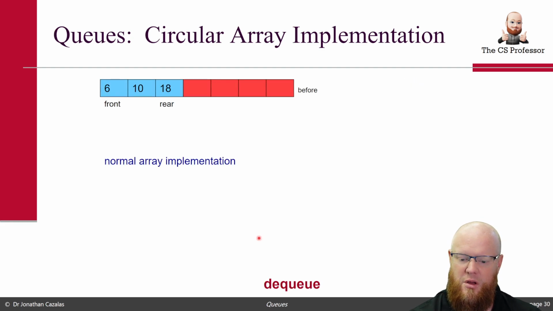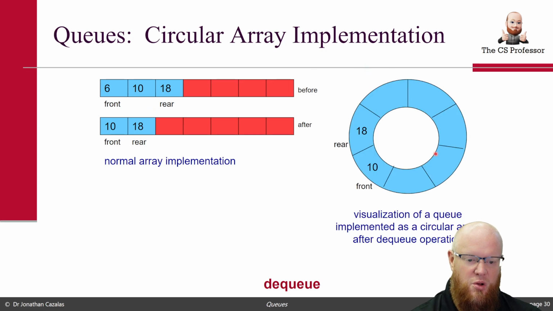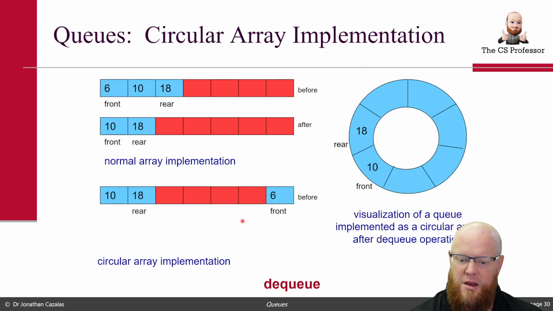A couple more. We have another DQ. The 6 is removed. All elements have to shift over on the brute force implementation. Here's the circular array implementation. And here's that circular array. Pay attention now. Front is currently pointing to the last index of the array. So when I DQ front, that 6 is removed. But now where does front go to?